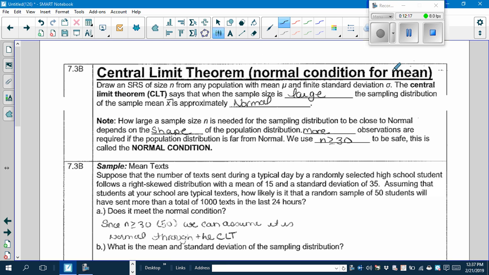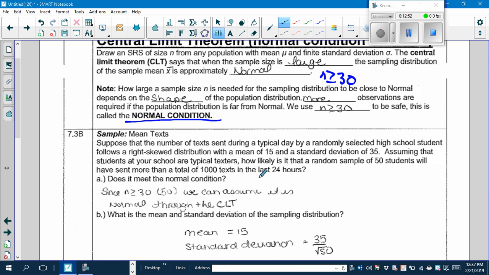So the central limit theorem says that when the sample size is large, the sampling distribution of the mean is approximately normal. Remember, this large condition is that n has to be greater than or equal to 30. That's your sample size. How large the sample size needs to be depends on the shape of the population. Obviously, we use n greater than or equal to 30, and it's called the normal condition, using the central limit theorem.